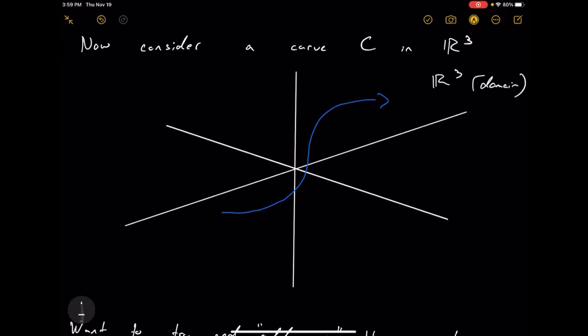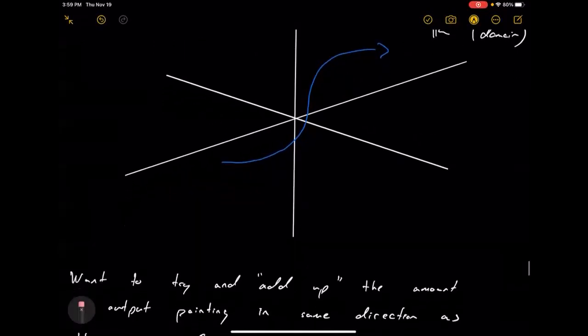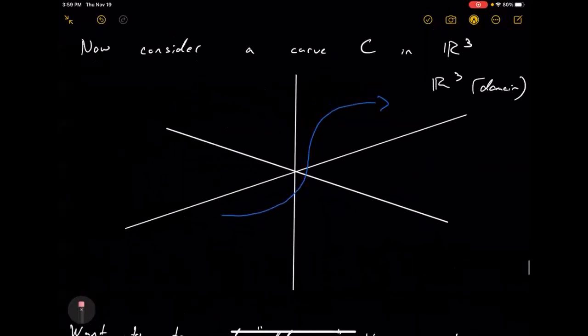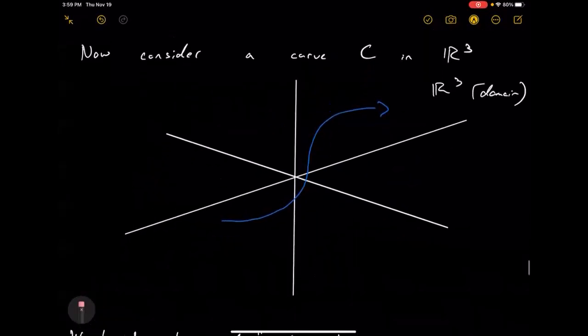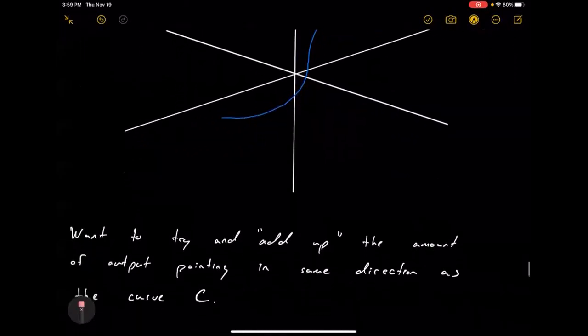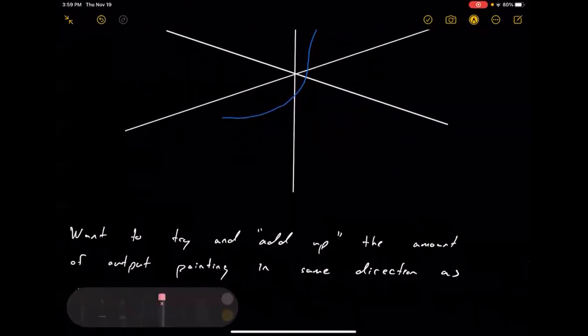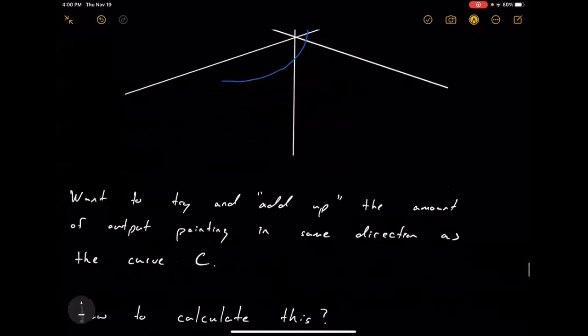I'm integrating, and now instead of integrating over all of R3, I just want to integrate my function f along that curve. But before we forget about the integration for a second, just think about this curve. Let's say I want to try and add up all the outputs along that curve.